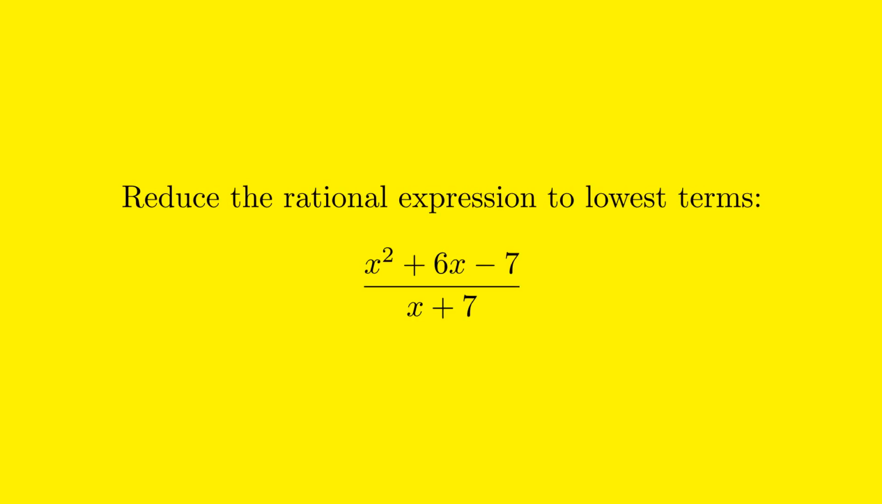Hello and welcome. In this video, we will be going over how to reduce the rational expression x squared plus 6x minus 7 divided by x plus 7 to its lowest terms. This process involves simplifying the expression by factoring and then canceling out any common factors. So let's dive in and start simplifying.